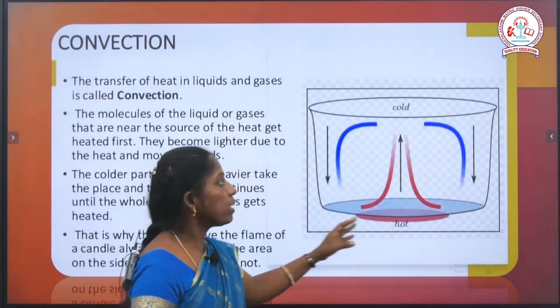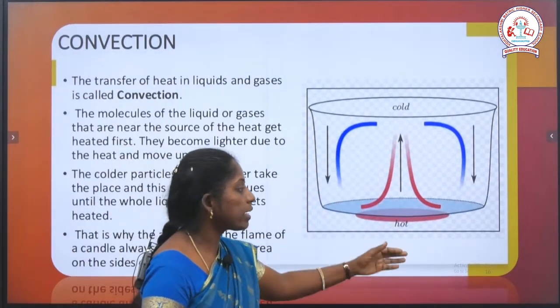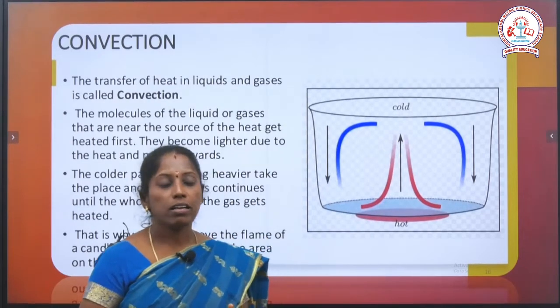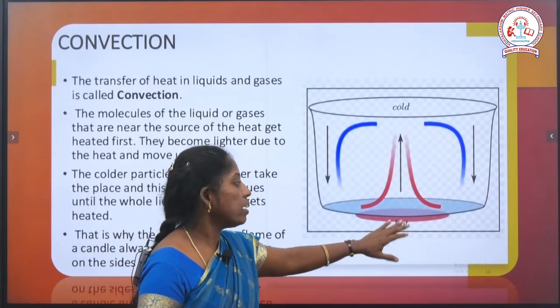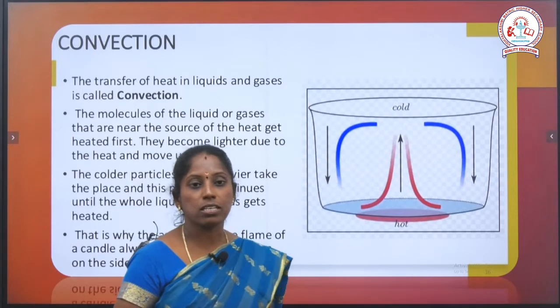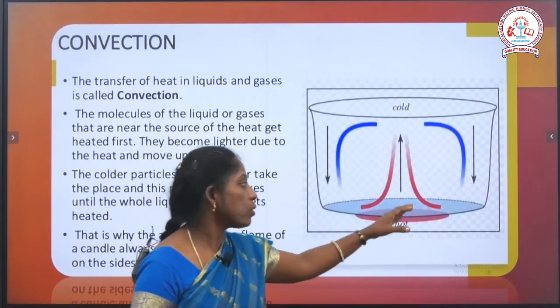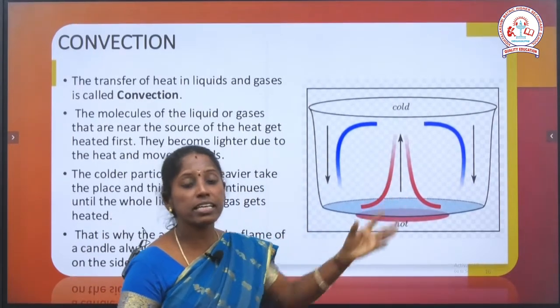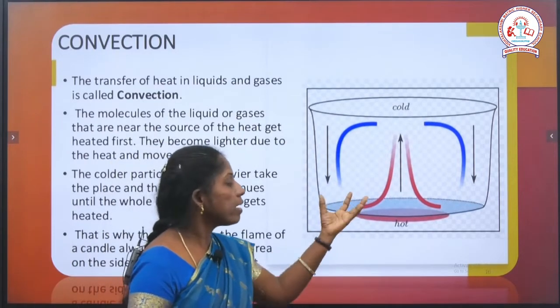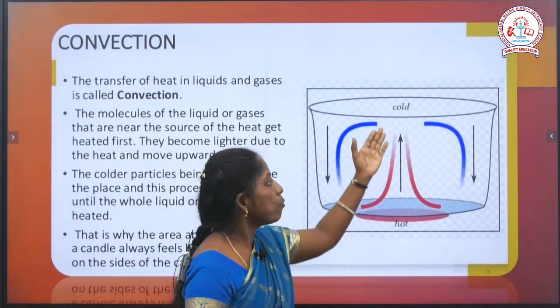I can take one beaker. I can pour some water. I can heat that. What happened? Near to the heat only, the particles get heated first. First, the particles near to the heat get heated. Then later, they become lighter. Then they go upwards.